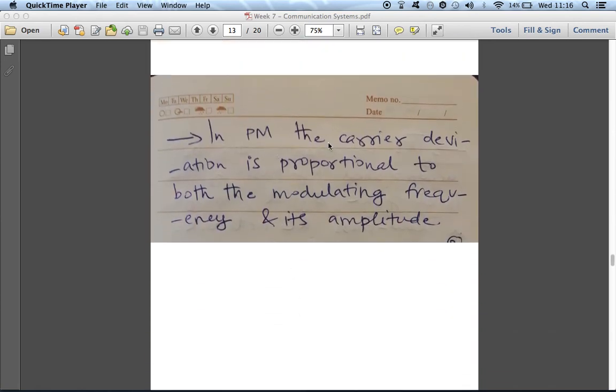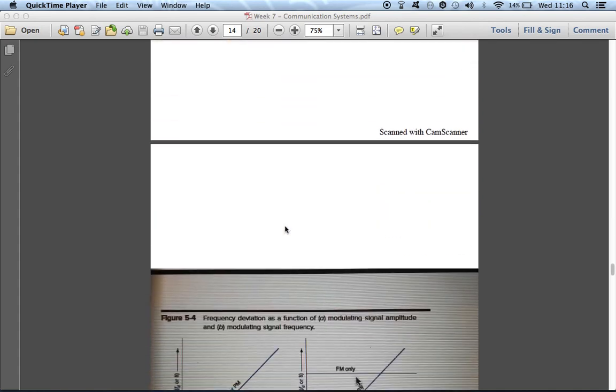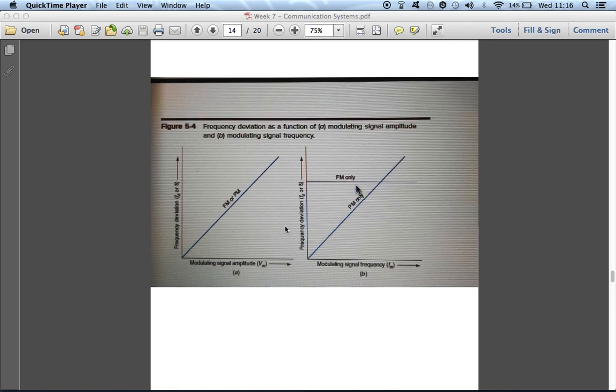Similarly, in a phase modulated signal, the carrier deviation is proportional to both the modulating frequency and its amplitude, which can be seen from this diagram. You can see the y-axis represents the frequency deviation, and the x-axis represents the modulating signal amplitude and the frequencies. The carrier frequency deviation and the modulating signal amplitude are linearly related with each other for both the frequency modulation and the phase modulation.